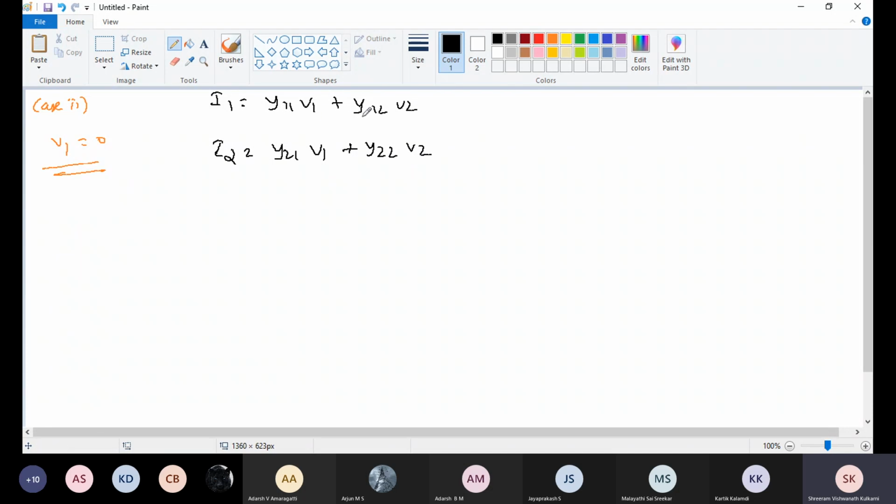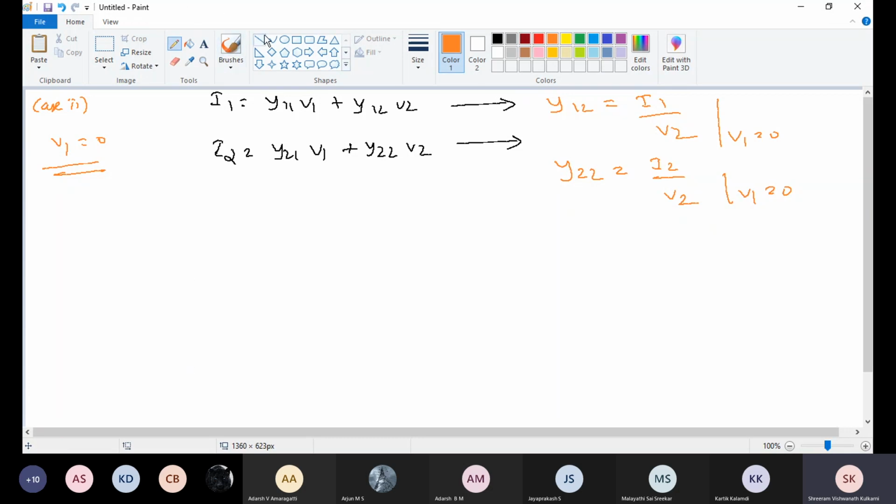If V1 equal to 0 in the first case, what will happen? Please tell me the formula. V1 equal to 0. Y12 is equal to I1 by V2. Then in this case, V1 equal to 0, Y22 equals I2 by V2. Yes, I2 by V2, with V1 equal to 0.